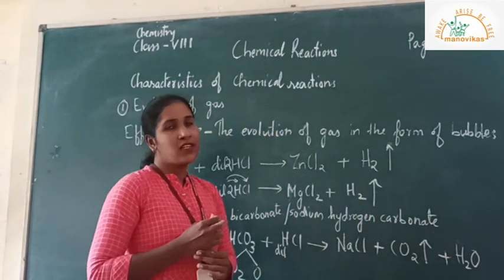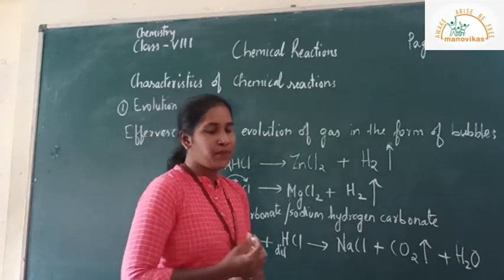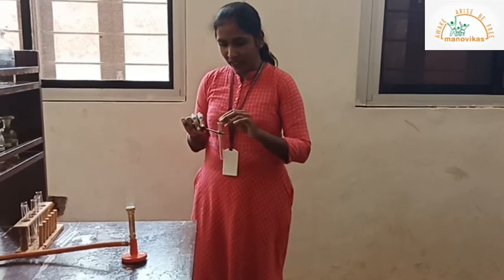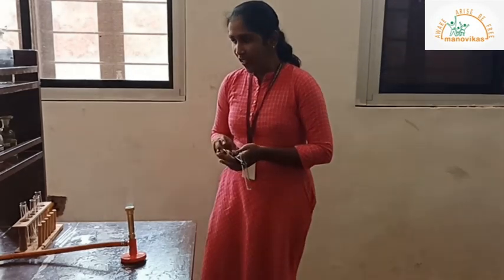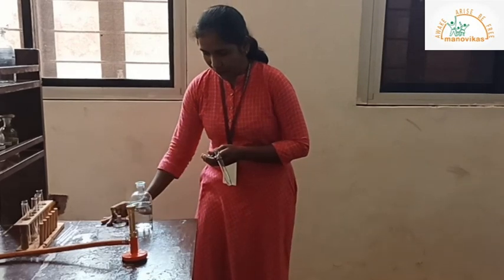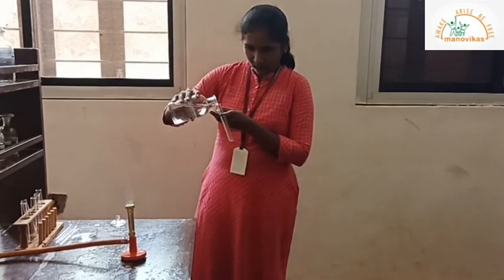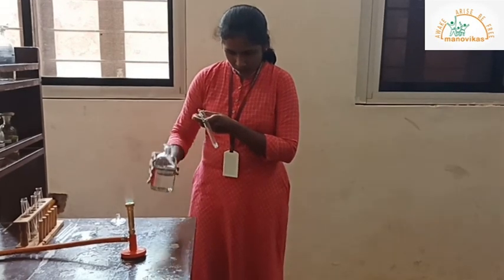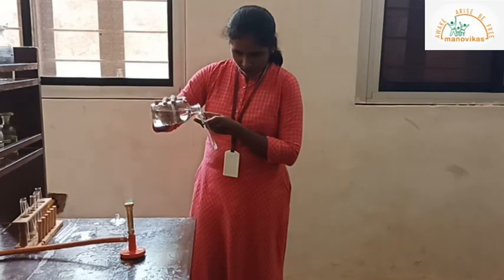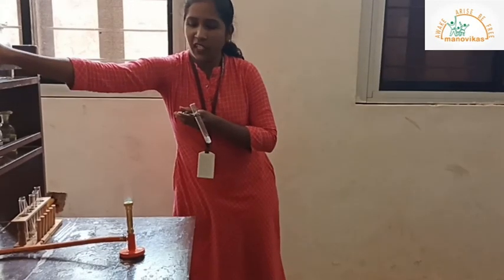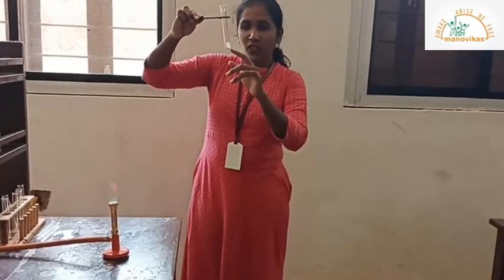Okay, so let's check it practically. The evolution of gas, the first characteristic. So for this I will be using the zinc metal. It is in the test tube, and what I am going to add is dilute hydrochloric acid. So here you can observe that the evolution of gas is taking place, that is in the form of bubbles.